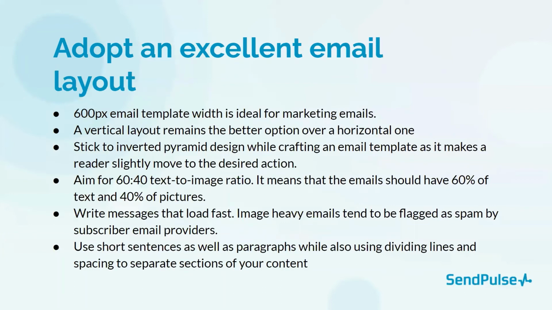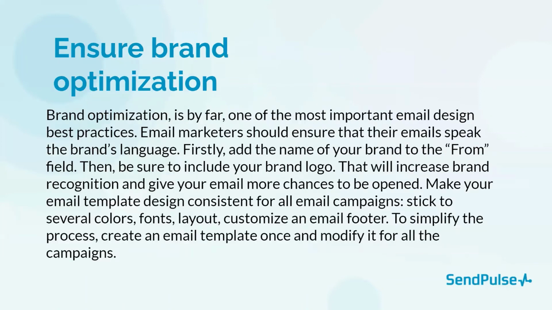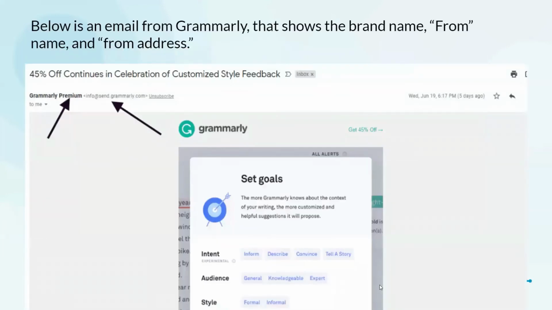So now let's go a little further. Adopt excellent email layout. Now, do not get overwhelmed. It's basically something simple, and when we go into the practical, I will show you how to do that. All this is basically for you to follow along and get all these basic theories sorted out. Now, the size of your email should be about 600 pixels. Pixels are basically the measurement of screens, and we will get there very soon, which is ideal for marketing emails. A vertical layout remains the best option. Vertical, basically, just like this. This is a vertical layout.